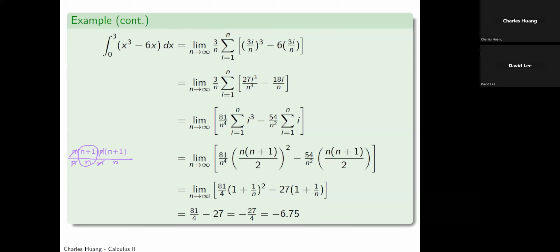Once we have the limit as n approaches infinity, anything with n in the denominator becomes 0. So this becomes 0, this becomes 0. So we end up having 81 over 4 times 1 minus 27. And whew, we're done. We went through all this really annoying process to eventually find the answer.